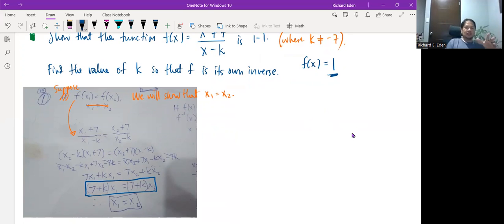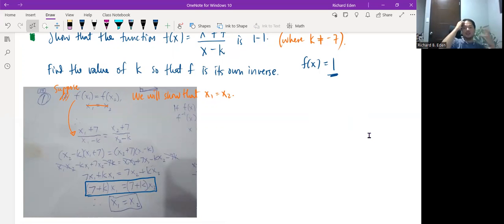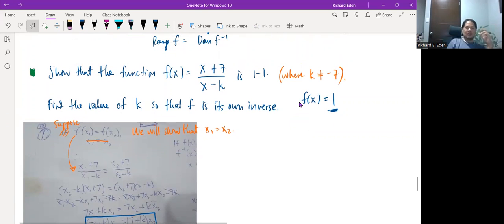So it literally fails the horizontal line test in every way possible. Yes, absolutely. I mean, f of 7 equals f of 11 because they're both equal to 1, but no one's saying that 7 is equal to 11 because that's absolutely false. So any constant function is not one-to-one because, as you said, it fails the horizontal line test, and also because of the definition. So to avoid the function f being a constant function, k should not be equal to -7.